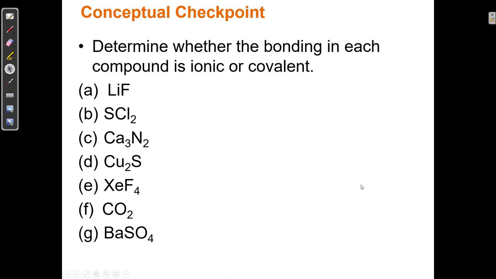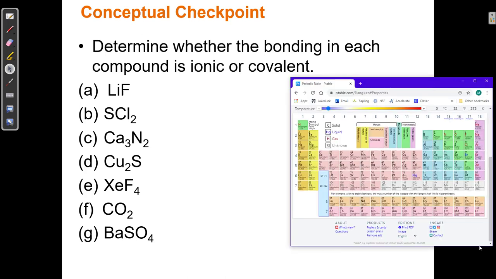So determine whether the bonding in each of these compounds is ionic or covalent. All right, here's a periodic table. Our line that separates metals from nonmetals is right here. So remember, the nonmetals are on this side, and the metals are on this side. Okay, so lithium fluoride. Lithium is right here. So lithium is a metal, M. Fluorine, over here. Fluorine is a nonmetal, NM. So metal plus nonmetal, this is ionic.